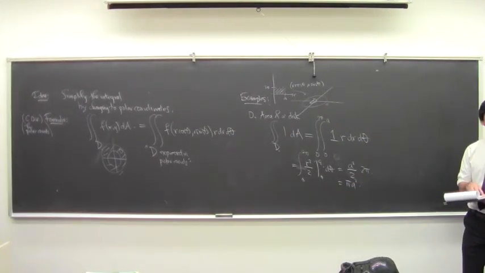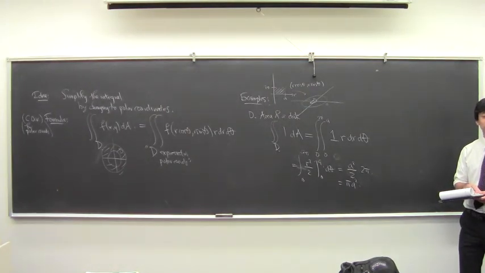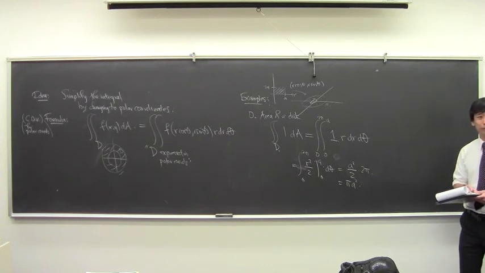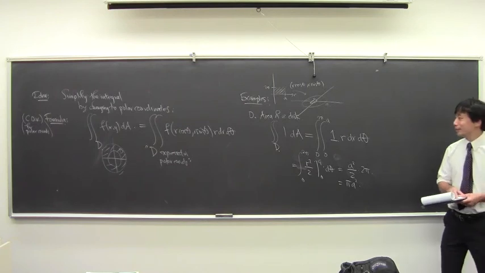Everybody see how to do that? Yeah? Why do we need to even integrate it then, if it's just pi r squared? The area of the disk. You know that already, is what you're saying? Yeah, certainly you knew that already. But this is a very simple example of how to use this.